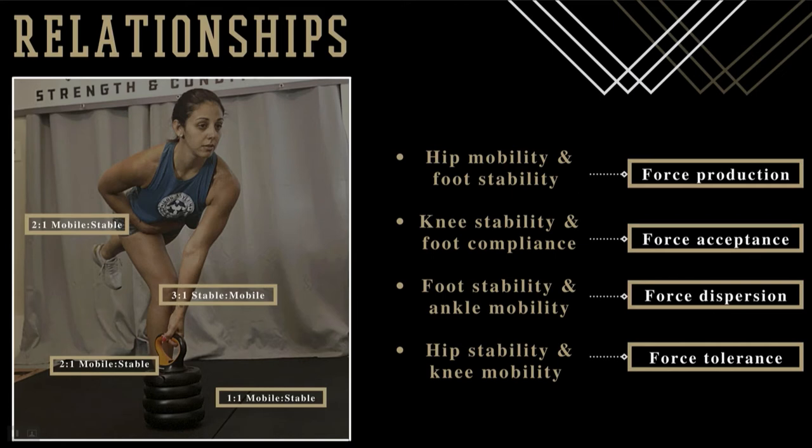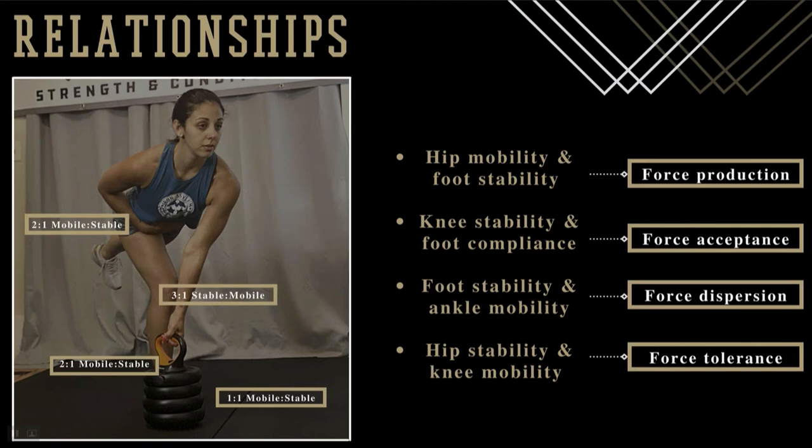Down at the foot, this is going to be more of a 1-to-1 mobile versus stable. Now, the stability piece is going to speak more to the collective foot, or all three segments of the foot, as a stable pillar or base for us, while the mobility piece is going to speak to more of the interplay between the hind foot, midfoot, and forefoot, and their reciprocating action of mobility as we're going through dynamic actions.